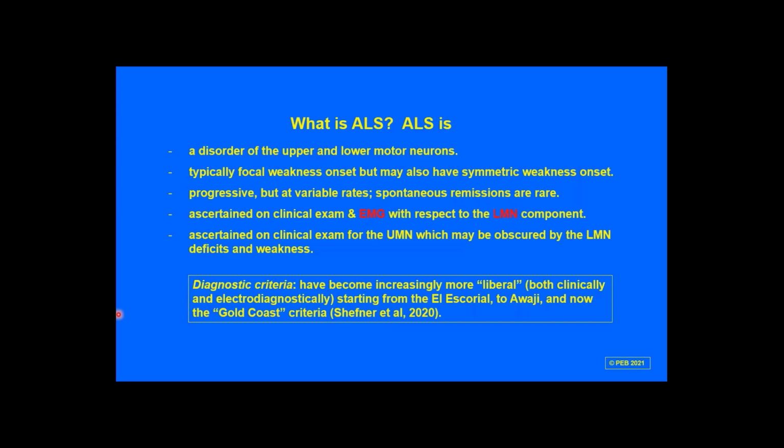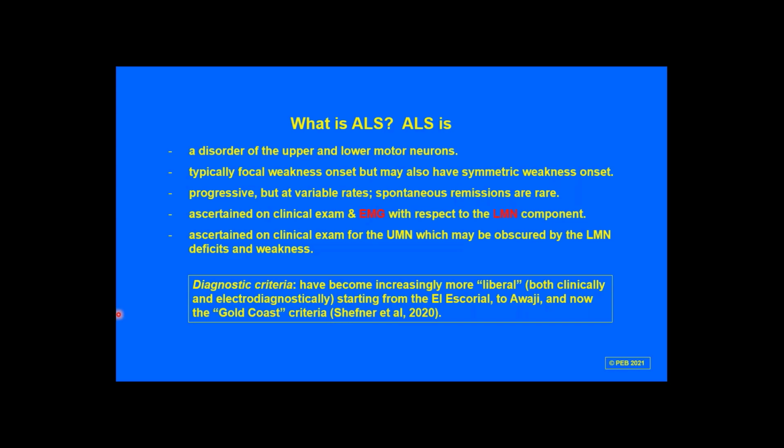It's ascertained on clinical exam plus EMG, which is what we're talking about today, that reflects the lower motor neuron component. There's very minimal research as far as the clinical electrophysiology of the upper motor neuron component. And it's often obscured by the lower motor neuron component, which makes it tricky. So in summary, the diagnostic criteria, which we're not going to focus on, have become more liberal, both clinically and electrodiagnostically, starting from the original El Escorial criteria in the late 1990s to the Awaji criteria that basically added fasciculation potentials for active denervation in around 2009, if I recall.